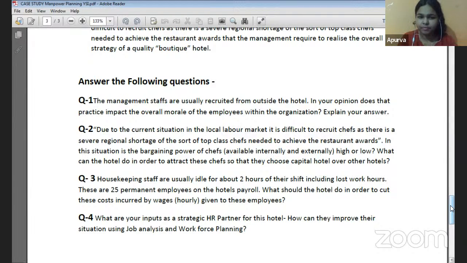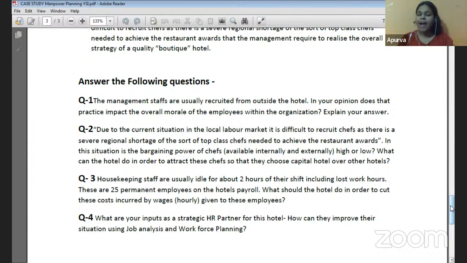Ma'am, may I? Yes, Apurva. Ma'am, so the very first question was what will be the impact of external recruitment, meaning the management staff is getting recruited from outside. So ma'am, the very first thing I feel is that if a person is getting recruited from outside, suppose the management staff, the employees who are inside will not connect so much with the staff getting recruited from outside, they'll not have that much compliance with them.